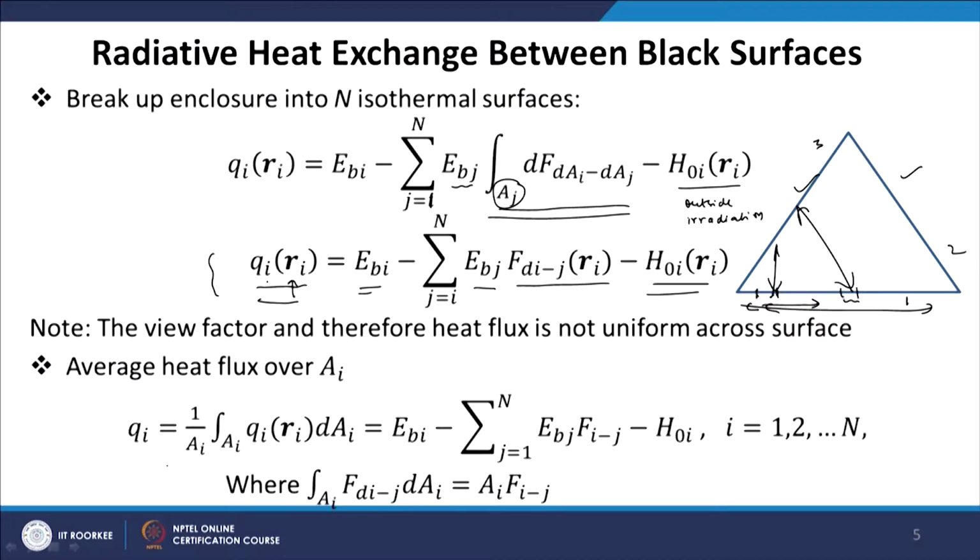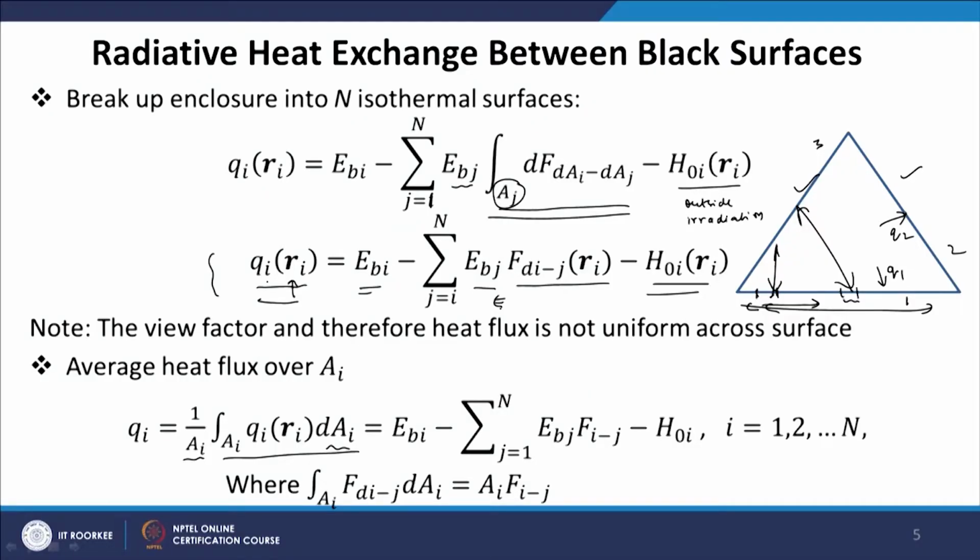So, what we do is we integrate over the area dA_i. So, q_i(r_i) is the heat flux at a particular location, integrated over the entire area dA_i and then divided by A_i. So, this is now the average heat flux. So, q_1 is the average heat flux, q_2 is the average heat flux, it is not a location-wise heat flux, it is the average heat flux over the entire surface i or j.